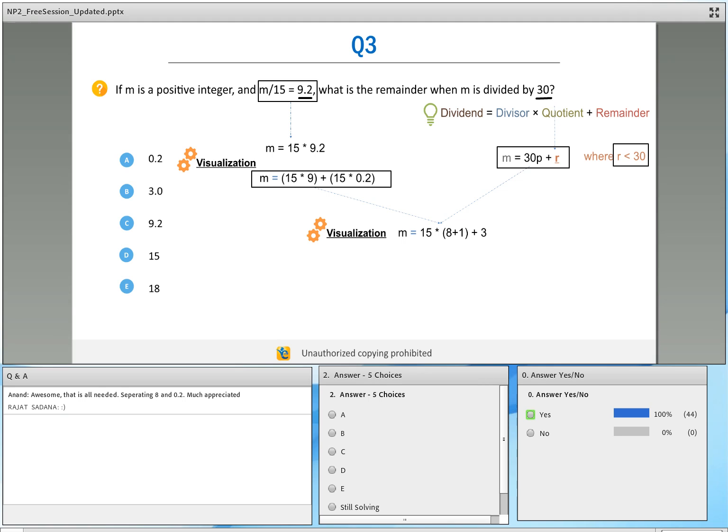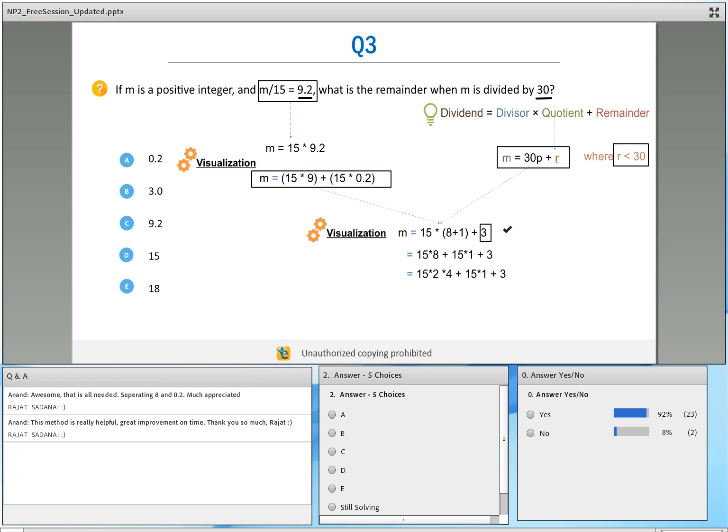Now we say, hey, how can we break this number 9? We can break it as 8 plus 1. So m can be visualized as 15 times 8 plus 1 plus 15 times 0.2, which is 3 over here. Are you with me so far? Can you see this step as well? Thank you very much. Which means 15 times 8 plus 15 times 1 plus 3. What is 3? Remember, it's 15 times 0.2 that we got from here.